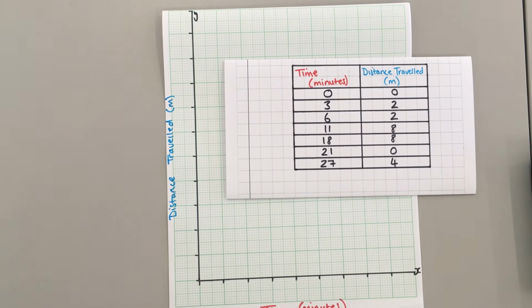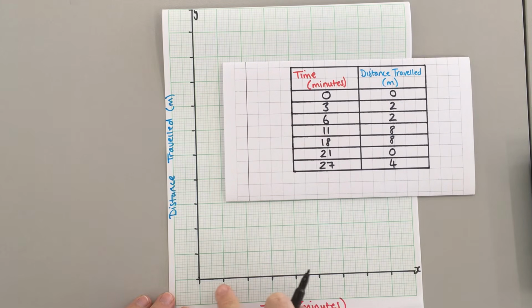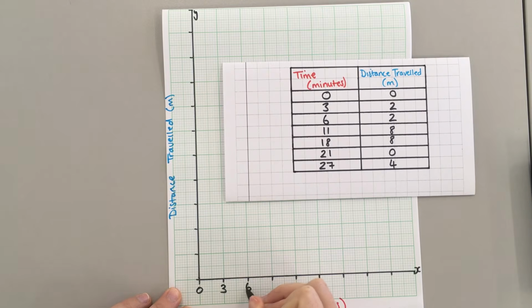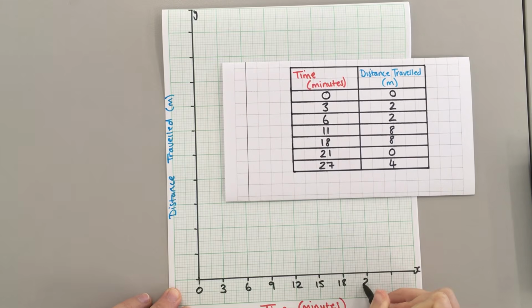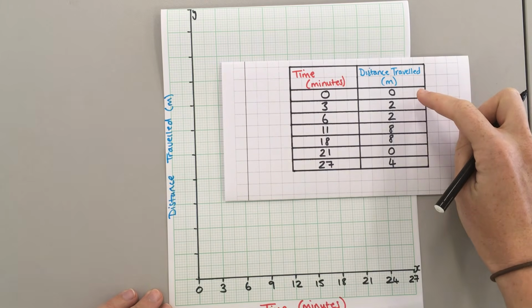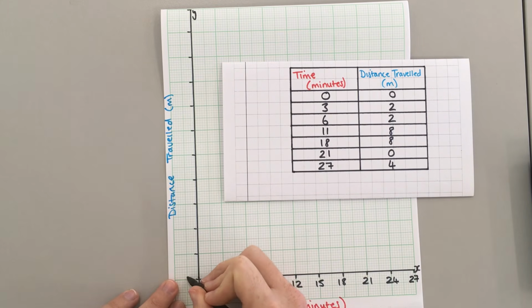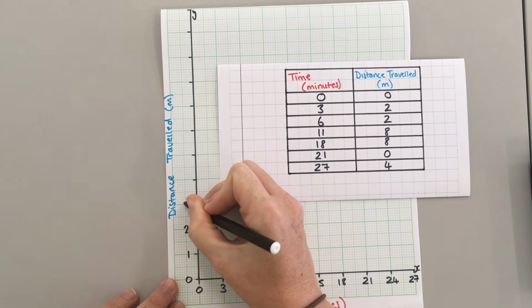Then I need to put an appropriate scale. So for time, I need to go from 0 to 27. And I need to go up in even jumps. I'm going to go up in 3s. And then for distance travelled, I need to get up to 8 as my highest number. So I've got lots of space here, so I'm going to go up in 1s.